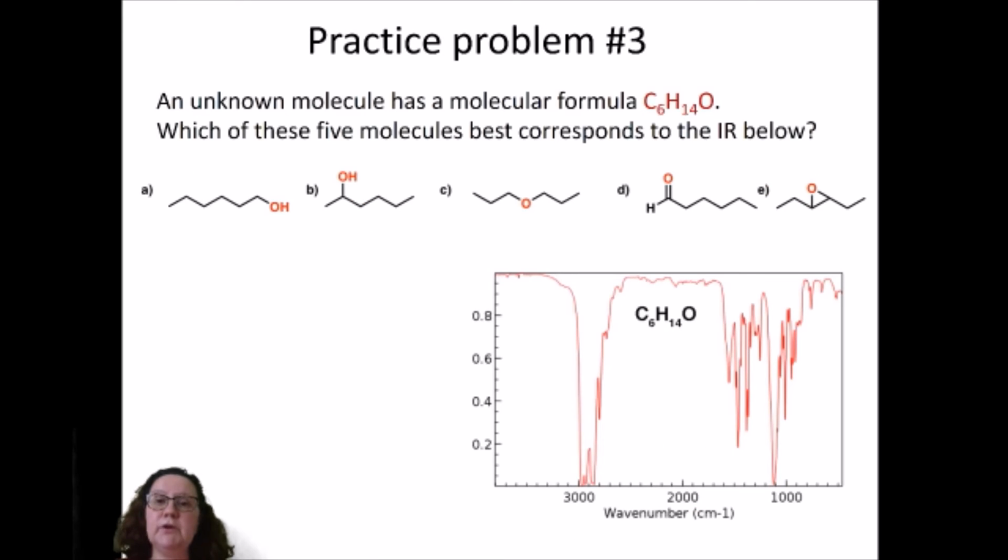Again, another problem. You have the formula, you have the 5 different options, and you have the spectrum. To what compound does this spectrum correspond? A, B, C, D, or E? Stop the video now, please.